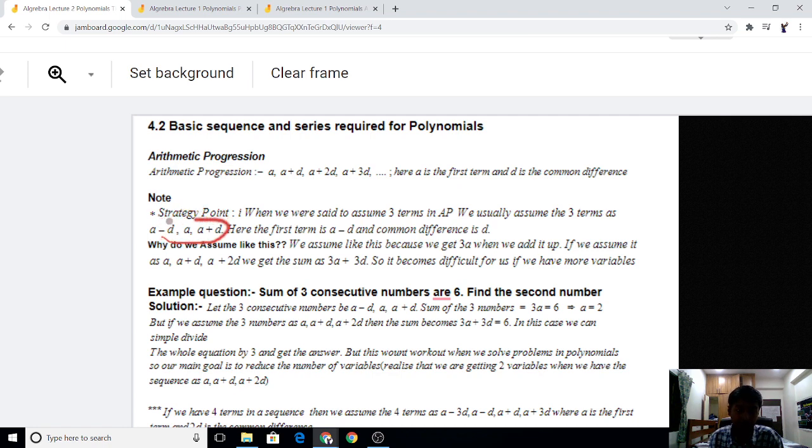But when you add all these three, minus d and plus d get cancelled, and you get 3a. Now they say the sum of three numbers in an arithmetic progression is 12. So you can directly write a minus d, a and a plus d equals 12, 3a equals 12, and a equals 4. So you have directly got the middle term without any manipulation. You just need to manipulate one small thing, which is a minus d, a and a plus d.